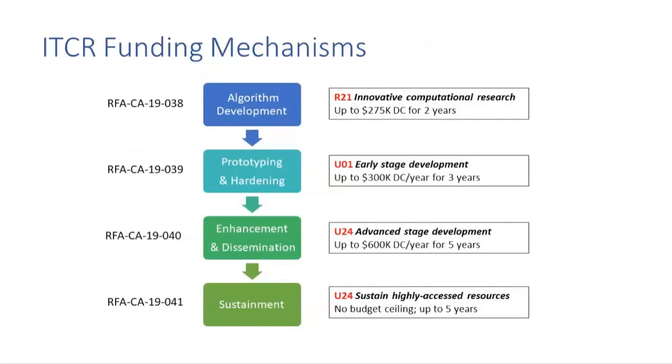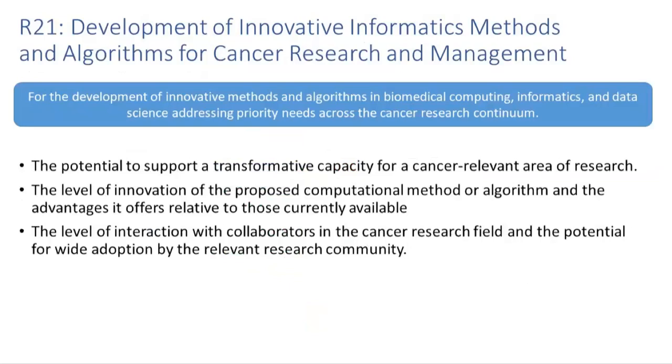So with those examples, I would like to next walk you through some specific information about each of the ITCR funding mechanisms and what we're looking for in applications to each of these funding mechanisms. I'll start by talking about the R21 mechanism, which is targeted at the development of innovative informatics methods and algorithms for cancer research and management.